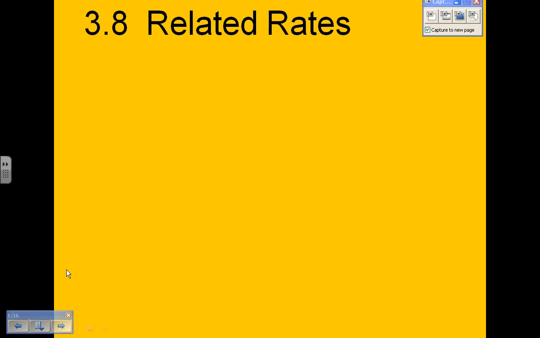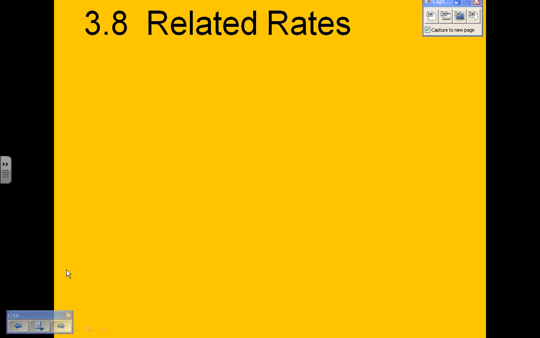Related rates means that when time is going on, time marches on, two things can be happening at the same time. For instance, a ladder is up against the wall. Have you ever seen Christmas Vacation? Ladder's up against the wall, and all of a sudden the ladder starts falling down the side of the house. Well, the distance from the top of the ladder to the ground is changing.